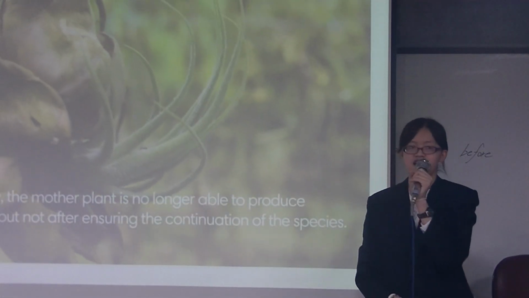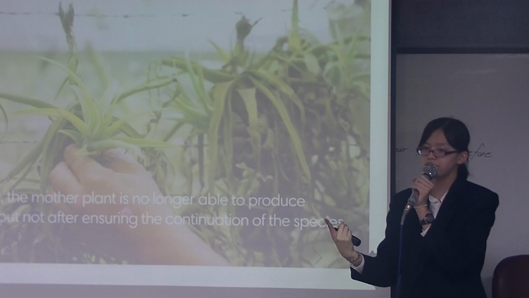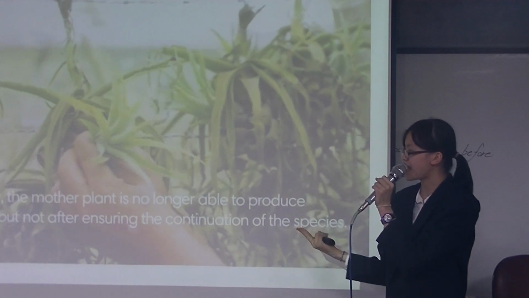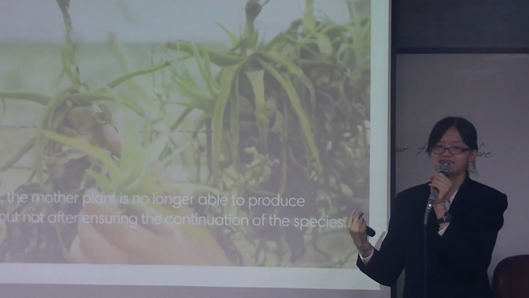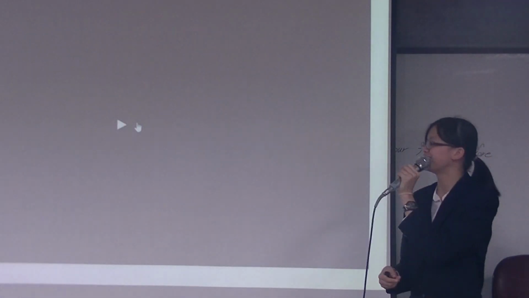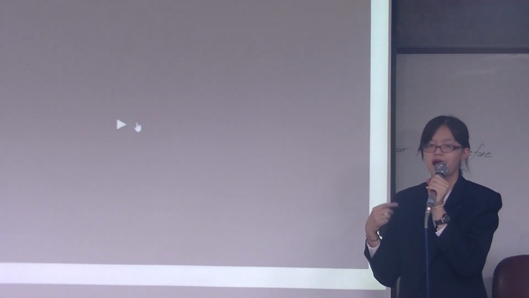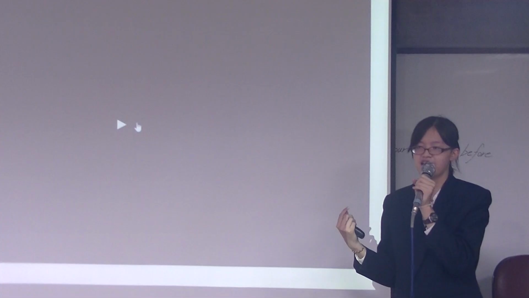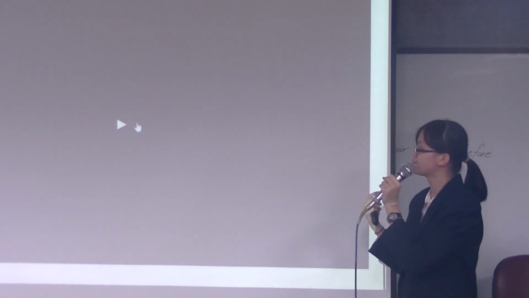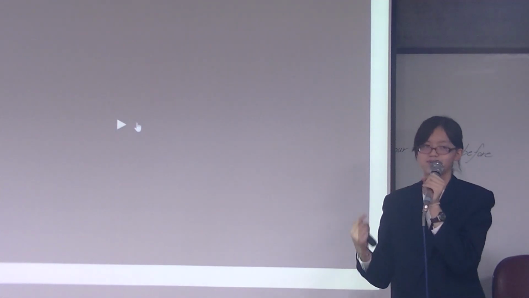After the mother plants bloom and have their offsets, the mother plant will sadly die. The mother plant will gradually die, and won't die until its offsets become mature. And that's the whole growth cycle of the airplanes.